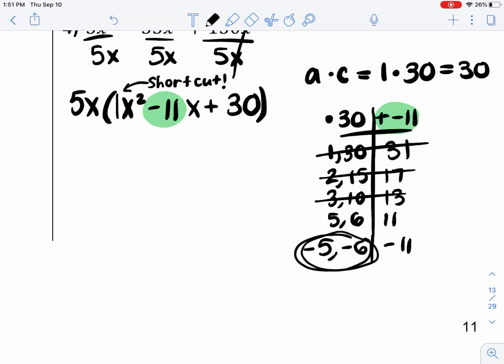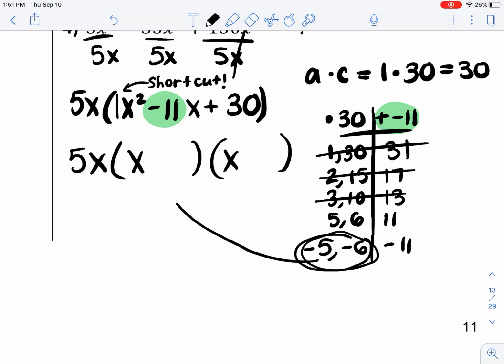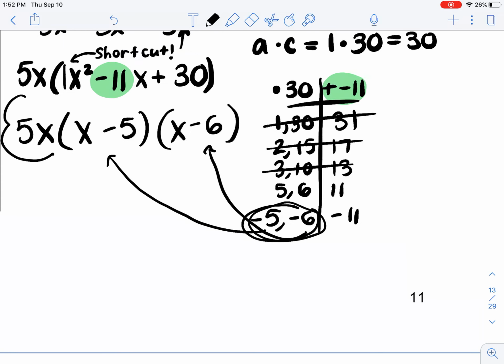So I'm going to circle these, and because this was a shortcut, because I had a 1, I know that I need just 2 sets of parentheses, whatever letter is in each of them. I'm going to put that GCF out front, and then take the numbers from your T-chart and put them in the parentheses. And there you have it, your answer.